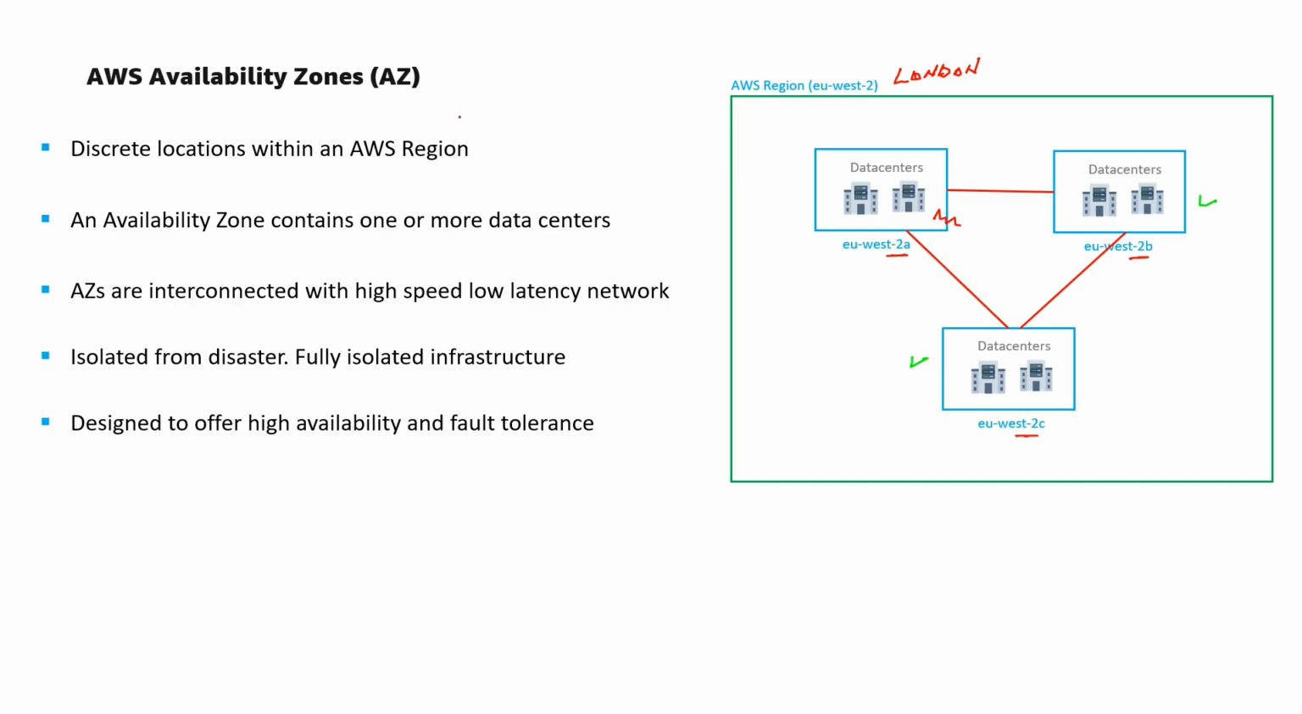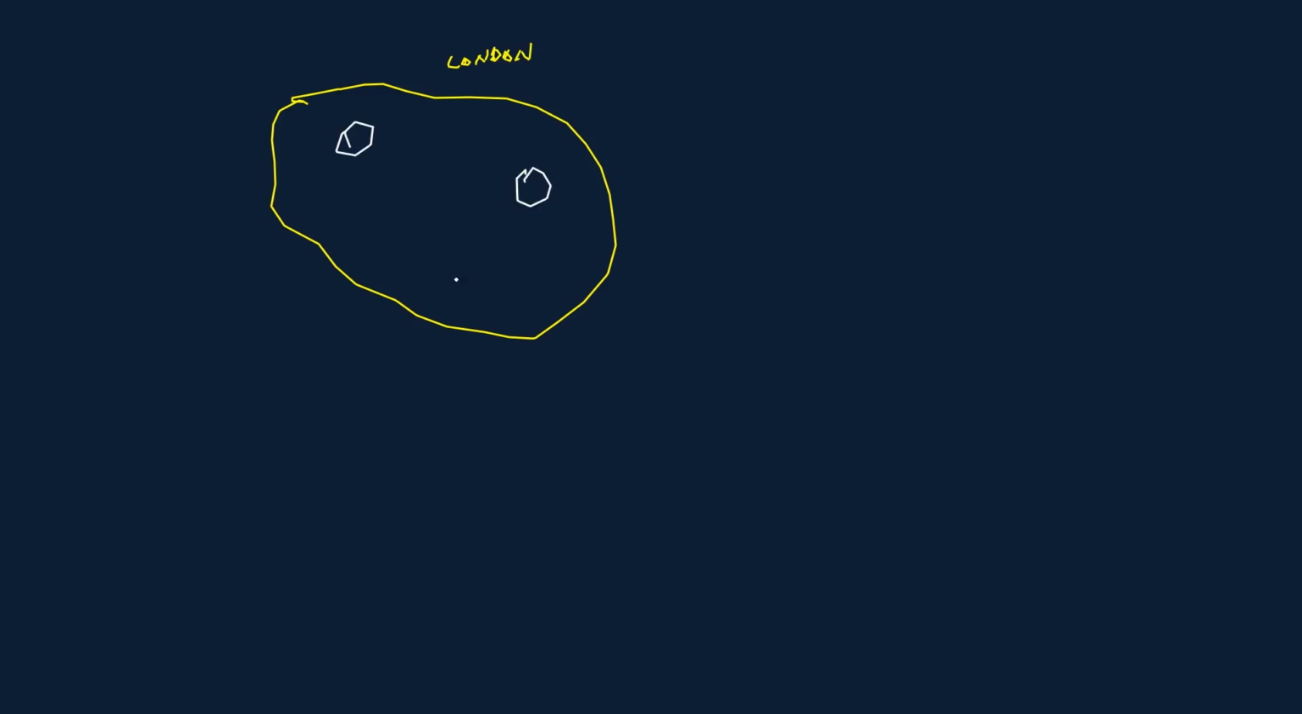Now let's elaborate on this a little bit more in a drawing. So you have a region here. Call it the London region. This is our London region, and inside this London region, we have availability zones. So this might be availability zone 1, availability zone 2, and availability zone 3.